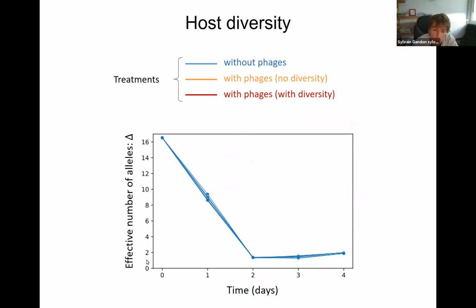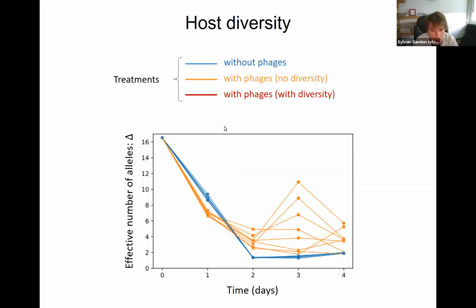So when we plot the effective number of alleles across time, we start with around 17, which is exactly what we did in the experiment, because we mixed 17 different genotypes in equal frequency. So that's what we expected. But what is quite spectacular here is that the diversity is dropping very, very fast. By day 2, without phages, all the diversity is lost. So there's only one genotype remaining in all the replicate populations.